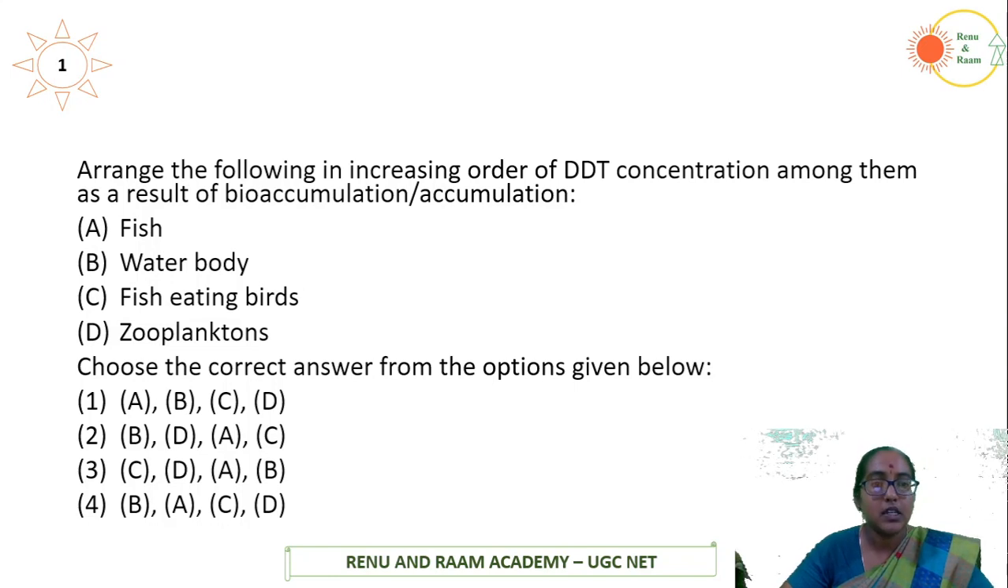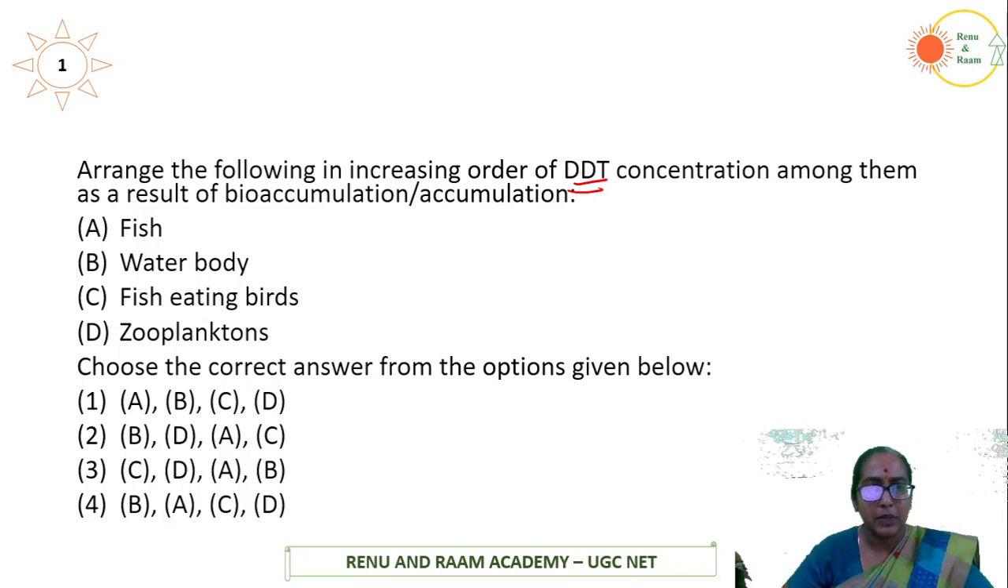So the first question: arrange the following in increasing order of DDT concentration as a result of bioaccumulation. We have already seen in the previous video what bioaccumulation is. Bioaccumulation is nothing but some chemicals getting accumulated in the organism's body. DDT is actually an insecticide.